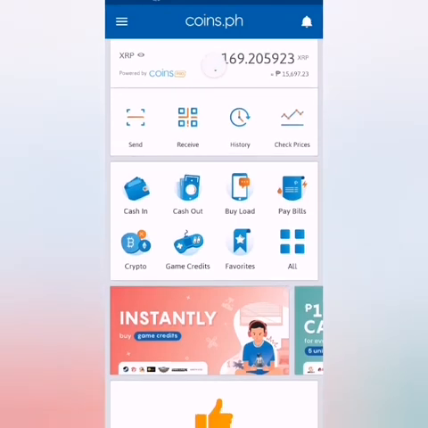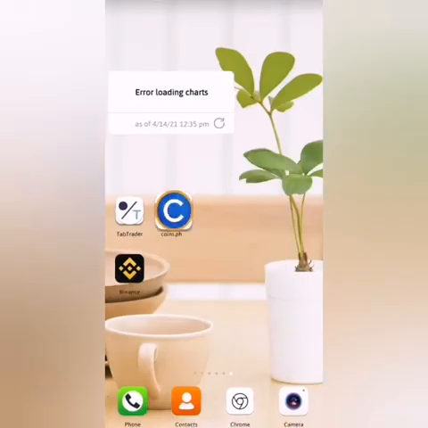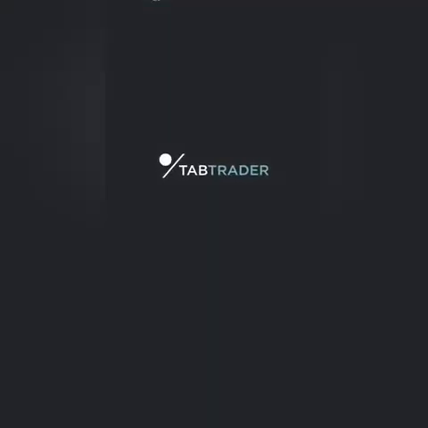Ditira ako. So yun lang guys, this is not financial advice. You have to do your own research. Pero if you want to get started, you can use Coins.ph. And then I use another app. It's called Tab Trader. It's also available in Play Store.